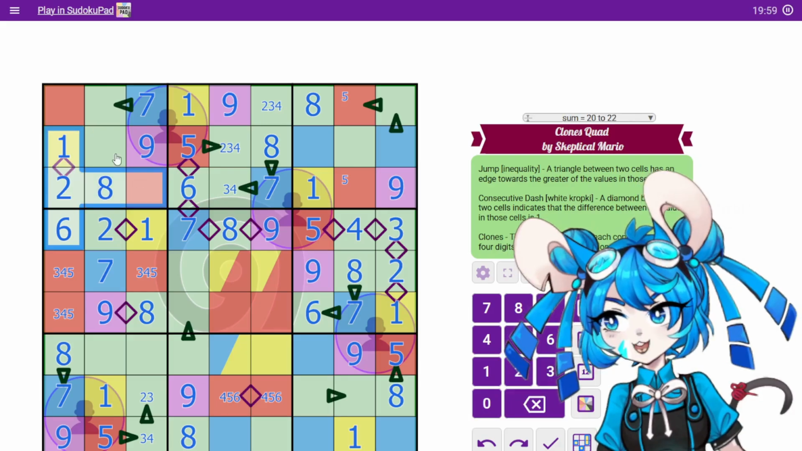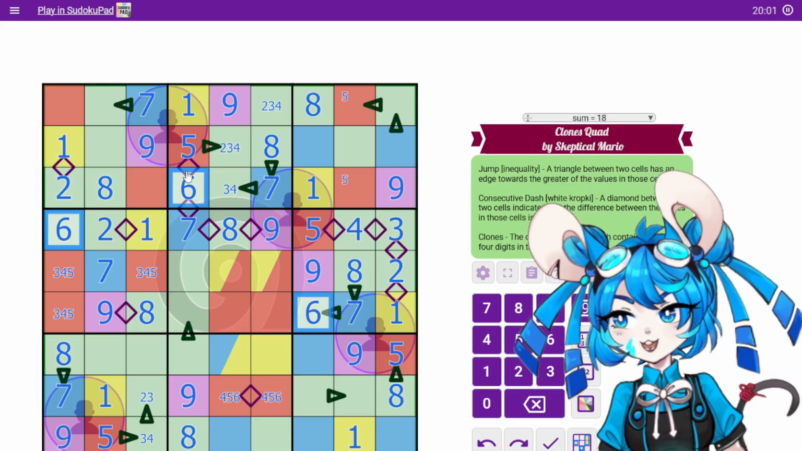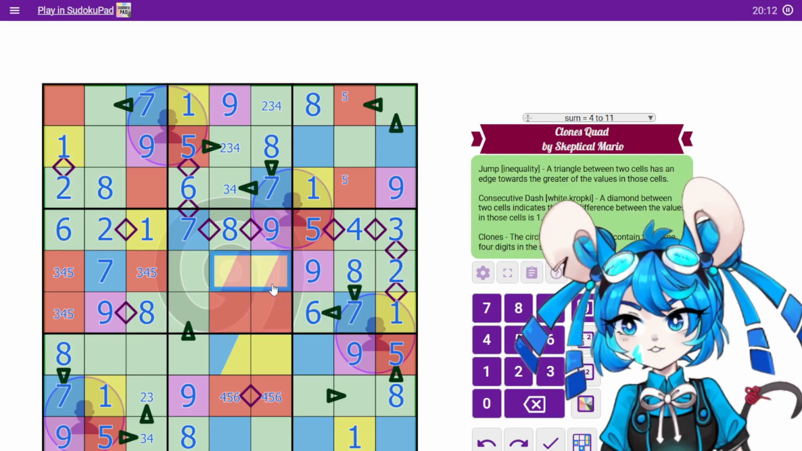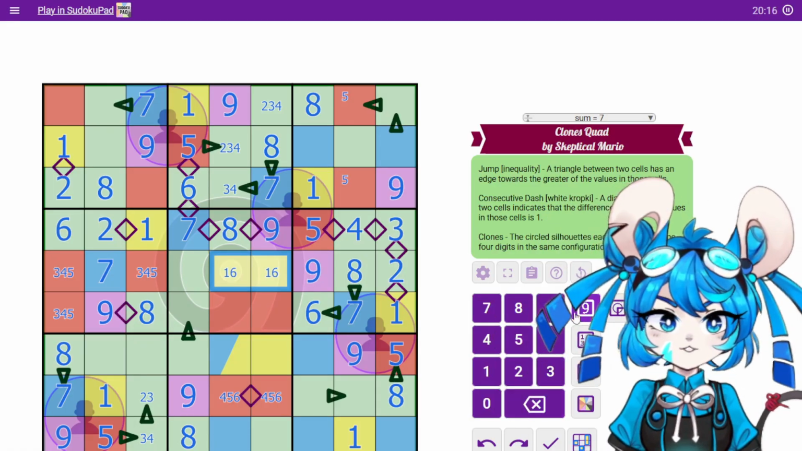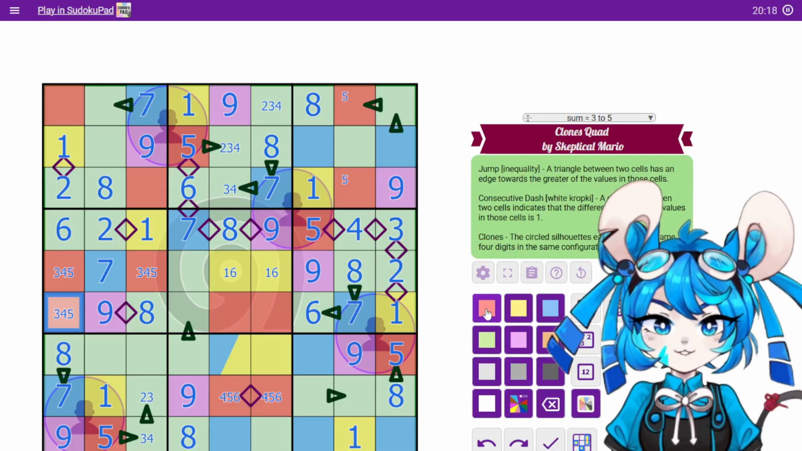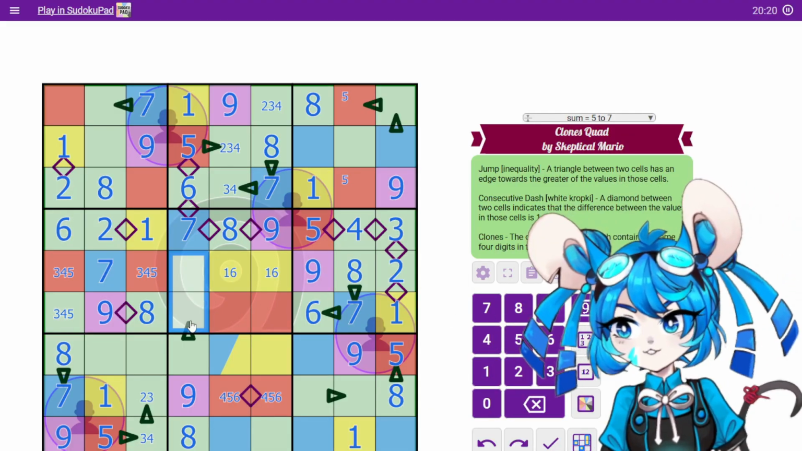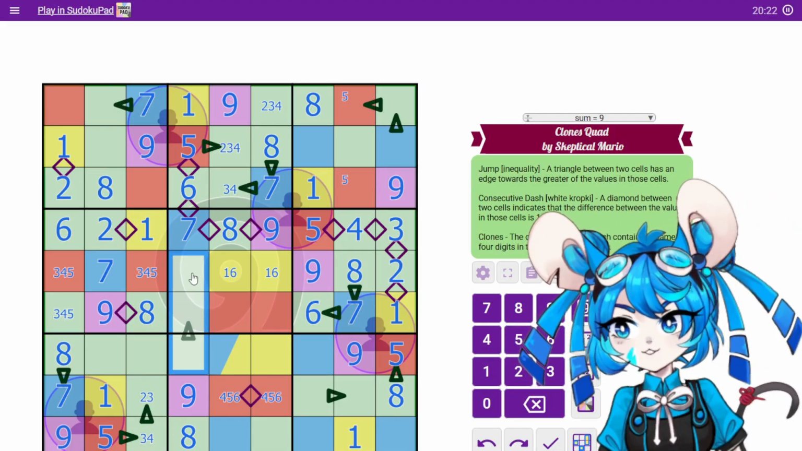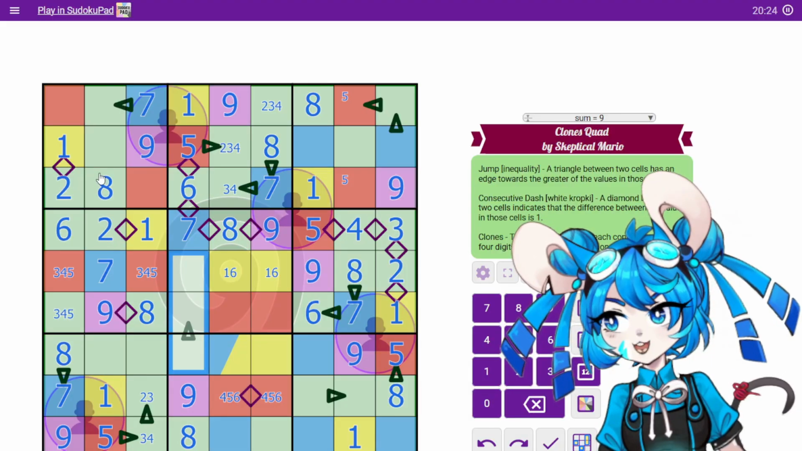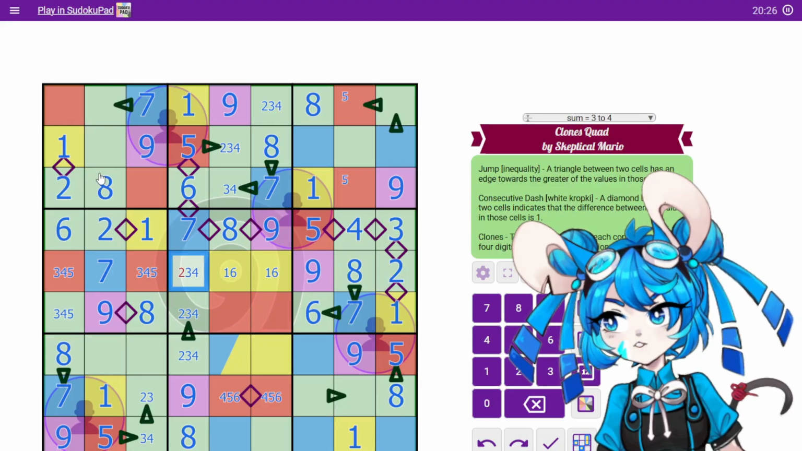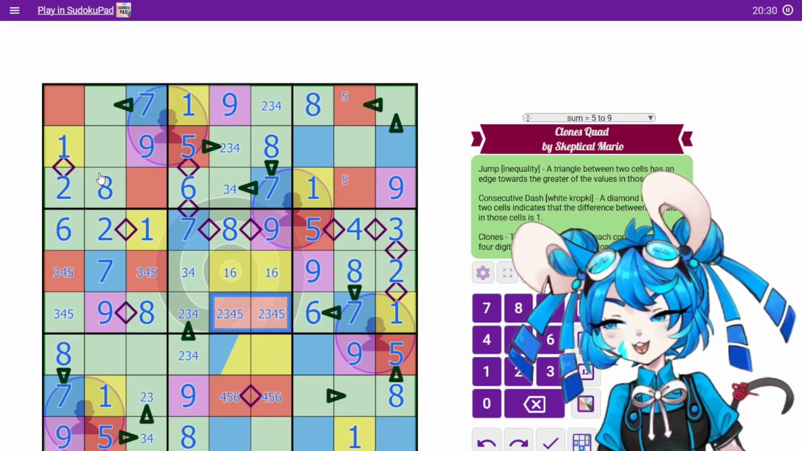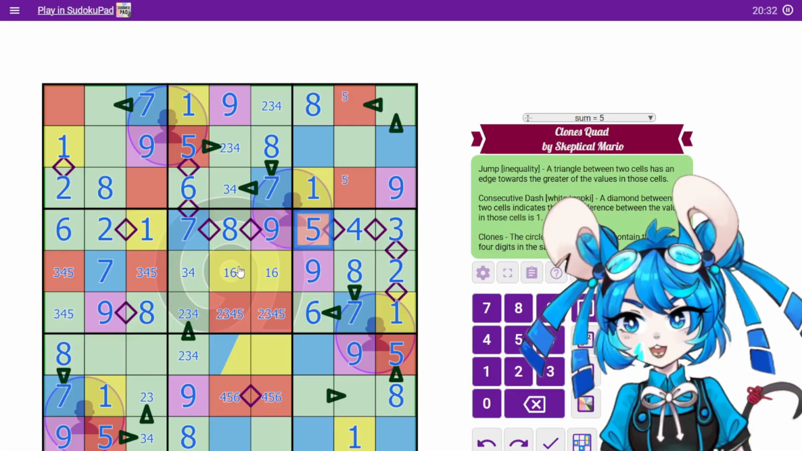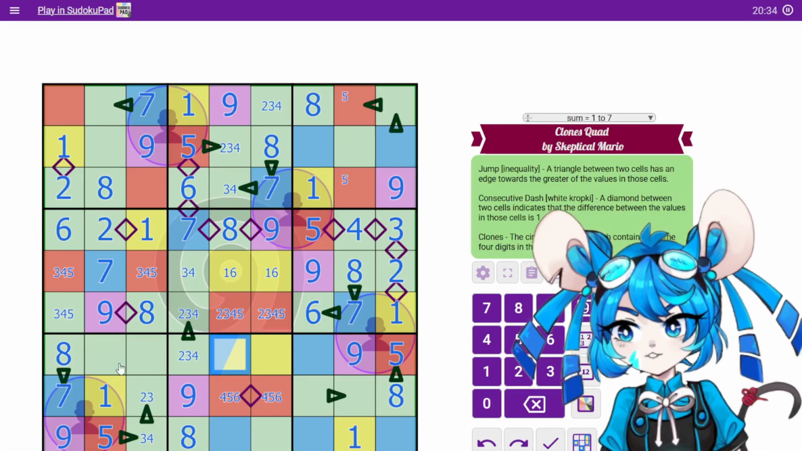6 has to go in one of these 2 cells. This needs to be a 1-6 pair. Means this can't be 5. That seems like a bit of an odd logic. These digits are 2, 3, and 4. These are 2, 3, 4, and 5, because we include the red cell, the red digit.